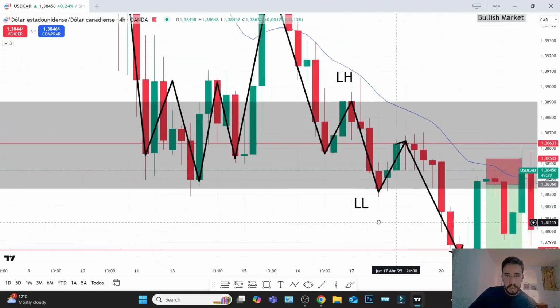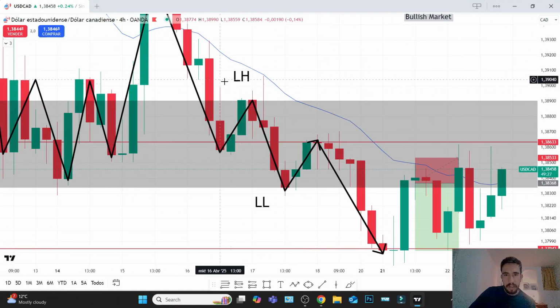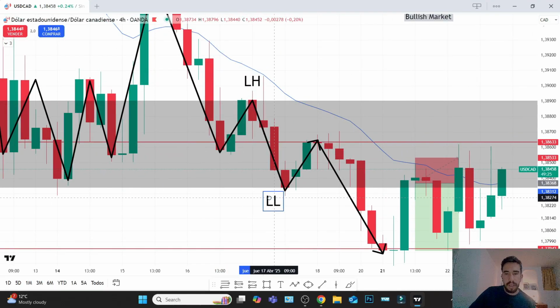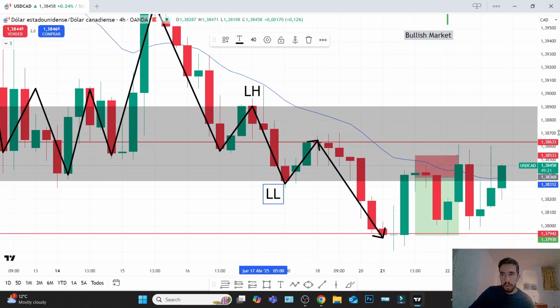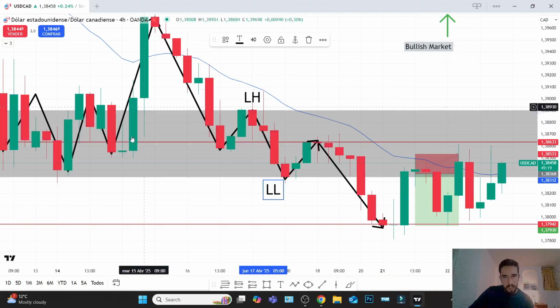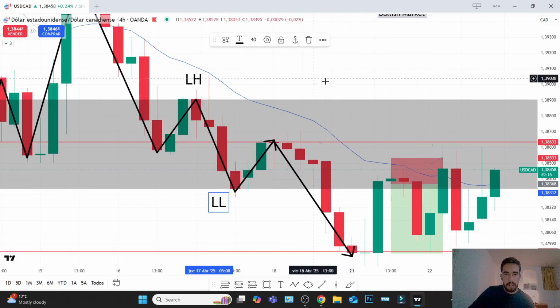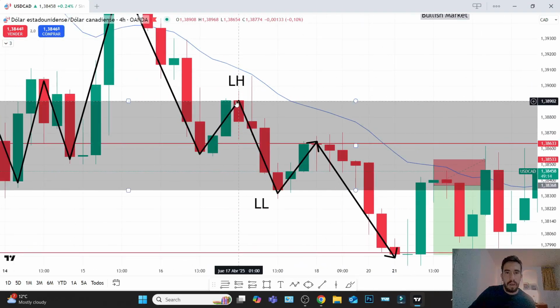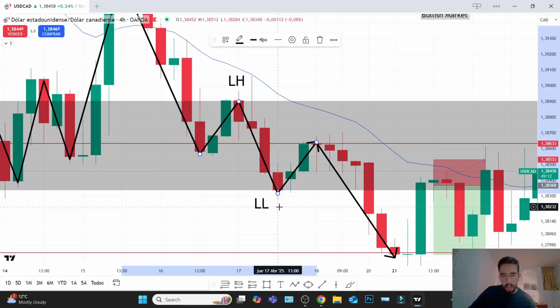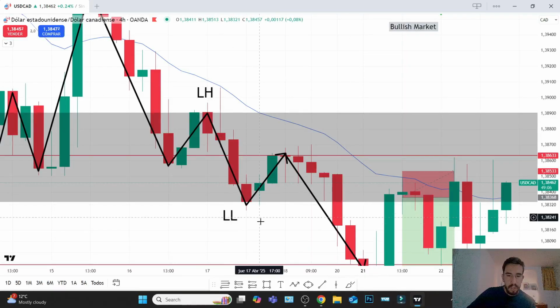I want you to understand this. Everything in the shade area is the area that we care about. We want to look for our entries in the shade area. Don't bother to look outside of the shade area, because that's where our lower high and lower low points are, which is our market structure.